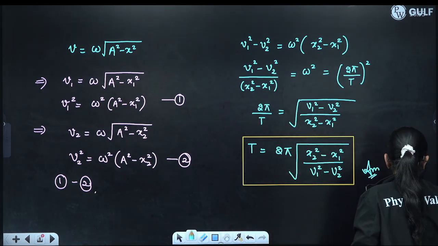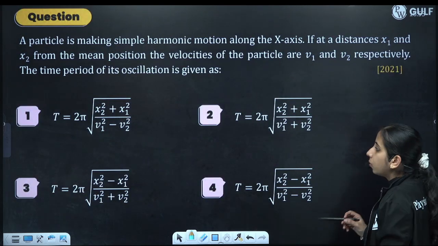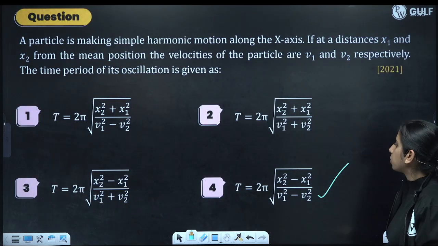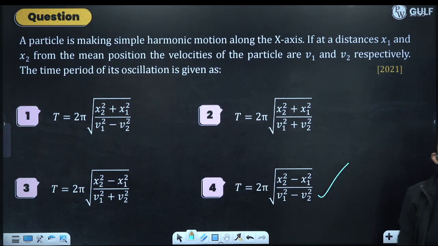So 2 pi into x2 square minus x1 square by v1 square minus v2 square, option number 4 will be our answer.